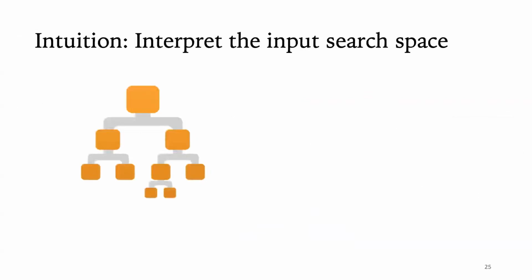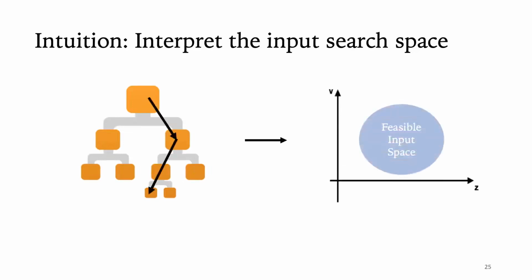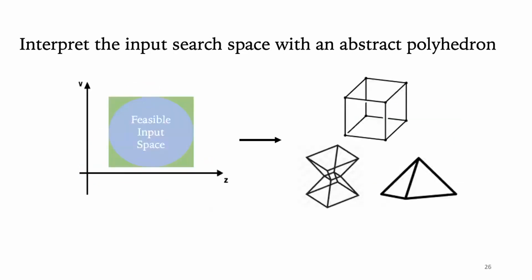Our observation is to interpret the feasible input search space of the given path constraint. For each path condition inside the program, it has its own feasible search space for the input. If we can preserve the search space to guide input generation, then the efficiency should improve. Therefore, our intuition is to directly model this search space of the path condition with polyhedra.